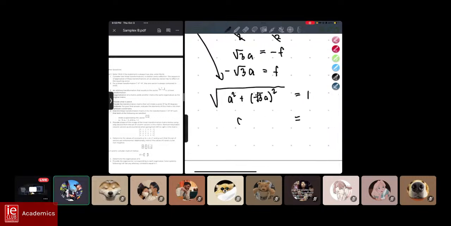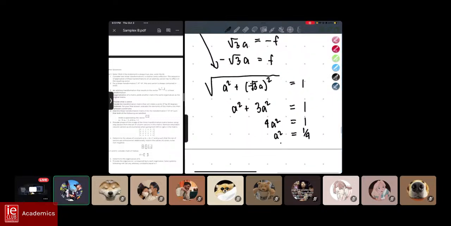Square both sides. A squared plus, then we just square it now, 3a squared equal to 1. 4a squared is equal to 1. A squared is equal to 1/4. Therefore, a is equal to 1/2.